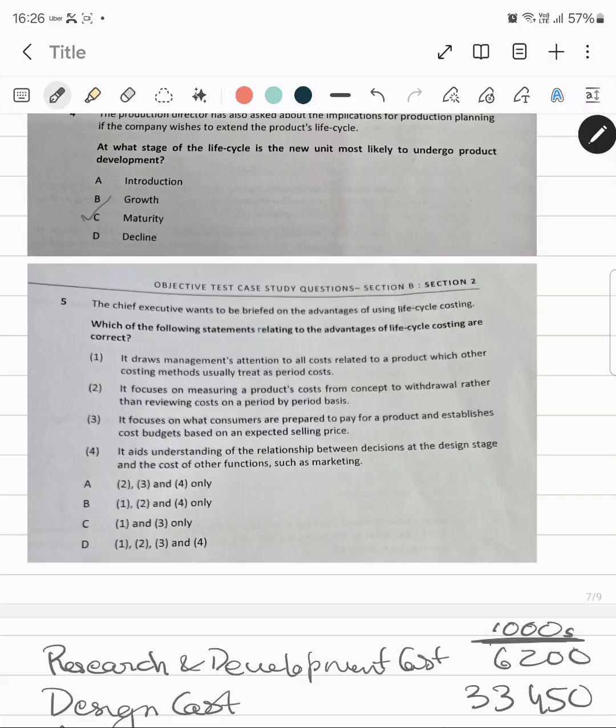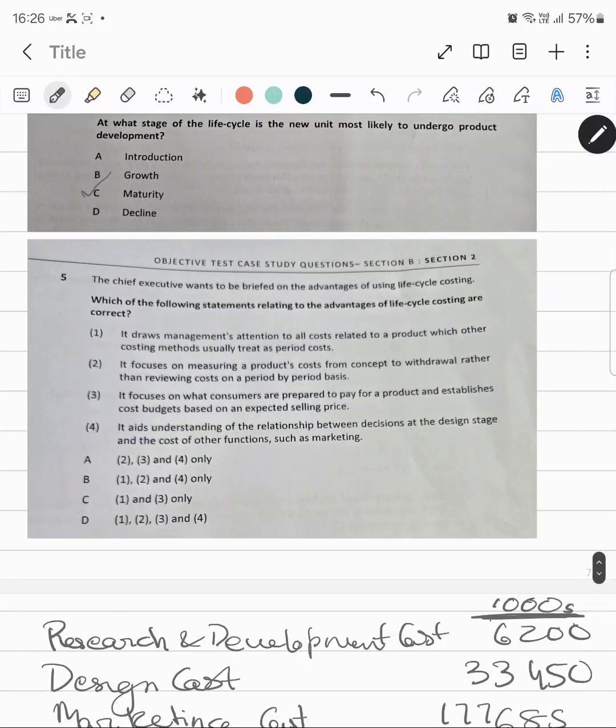The chief executive wants to brief on the advantages of using life cycle costing. Which of the following statements relating to the advantages of life cycle costing are correct? It draws management's attention to all costs related to a product which other costing methods usually treat as period cost.